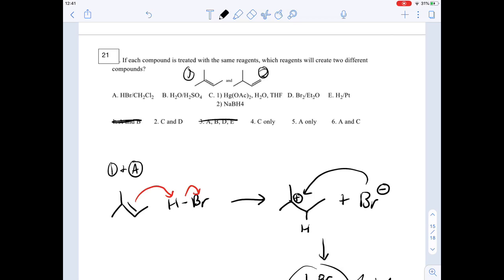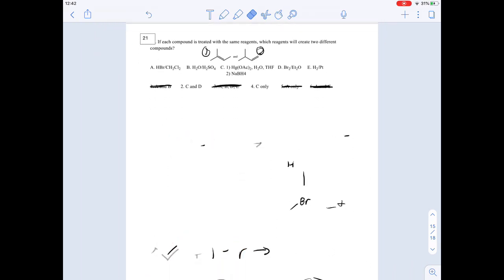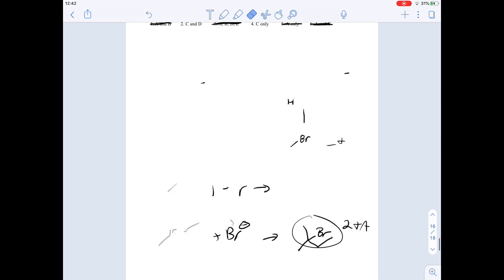They want different products, so you can eliminate any answer that has A in it. So that's 1, 3, 5, and 6. So now we're between 2 and 4. And if I was taking the exam at this point, I would do D with both of the alkenes to save time, and that way you could figure out which one is the right answer right away. But we'll go through them all one by one just because repetition.